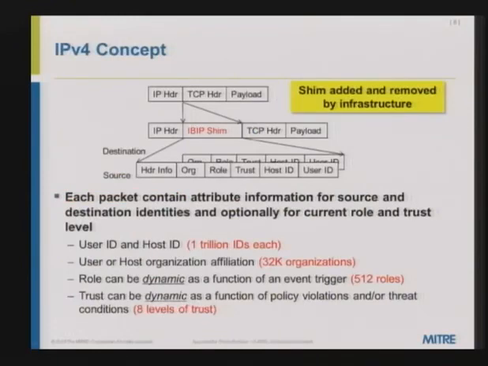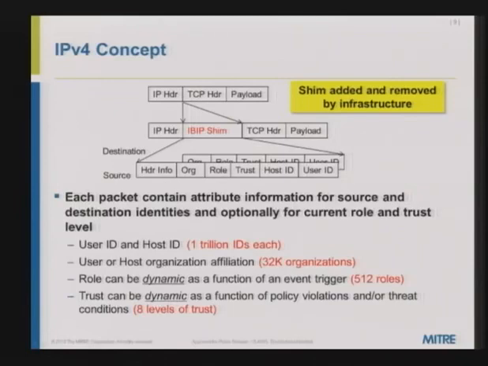As I mentioned in the previous slide, there is a shim. This is how IBIT is laid out for our IPv4 implementation. We have both the user and host identity that gets inserted into each packet. The shim is both added and removed by the PEPs on each side of the network. The shim contains attribution information for the source and destination, and optionally the current role and trust levels of those systems.